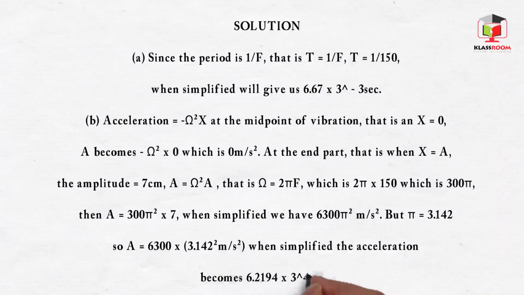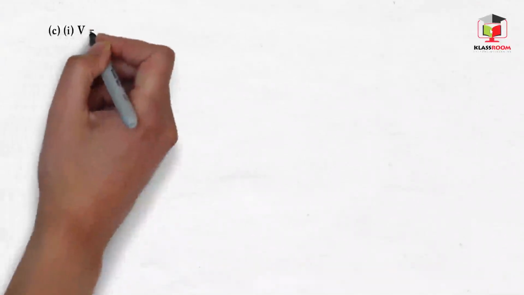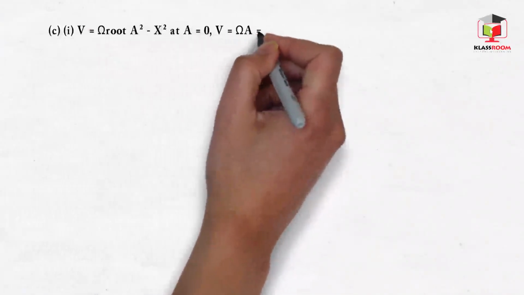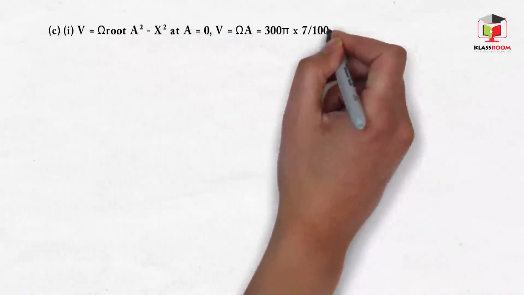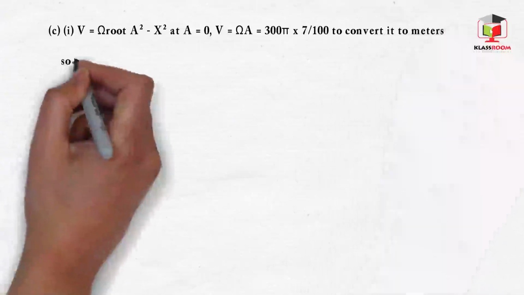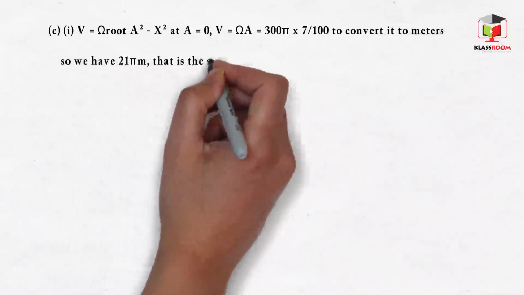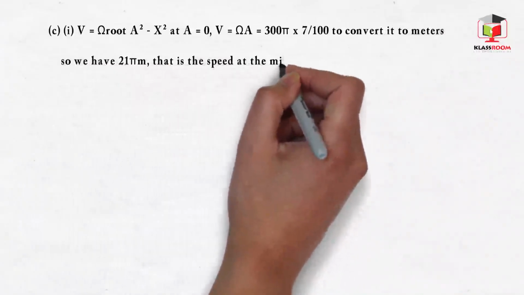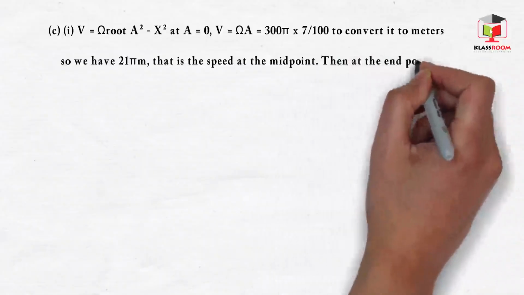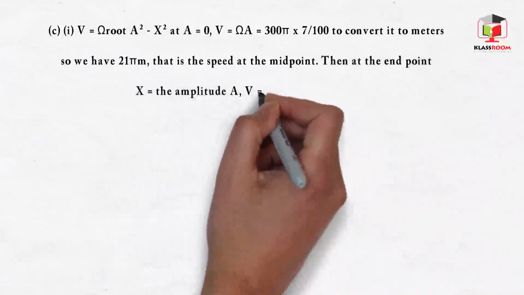C i. v is equal to omega root A squared minus x squared. At x equal to 0, v equals omega A, which is equal to 300 pi times 7 over 100 to convert it to meters. So we have 21 pi meters per second. That is the speed at the midpoint. Then at the end point, at x equal to the amplitude A, v equals omega root A squared minus A squared, which is equal to 0.